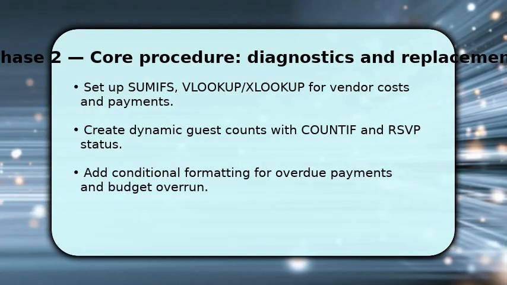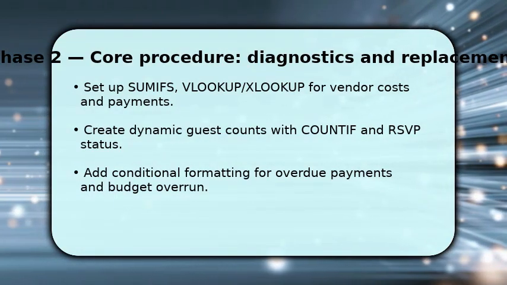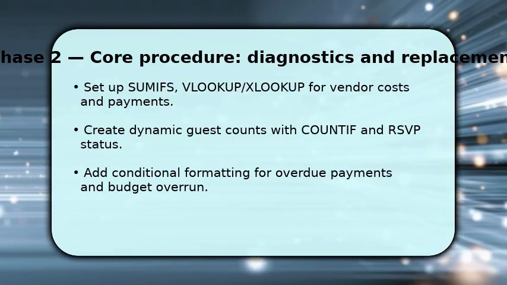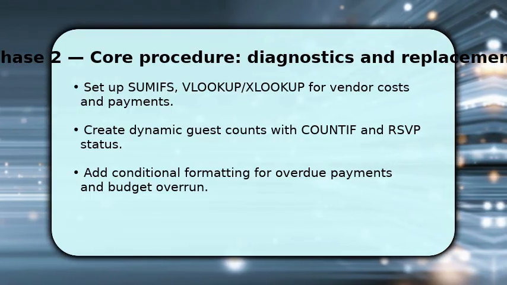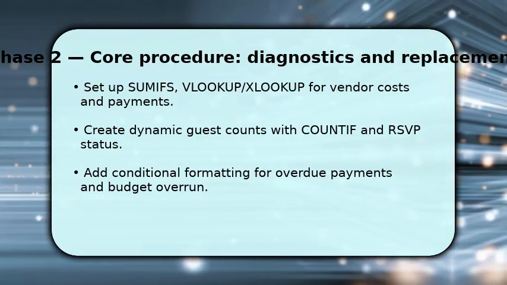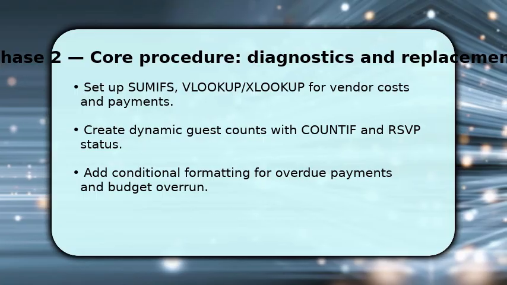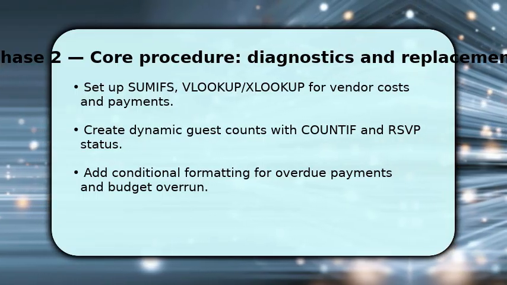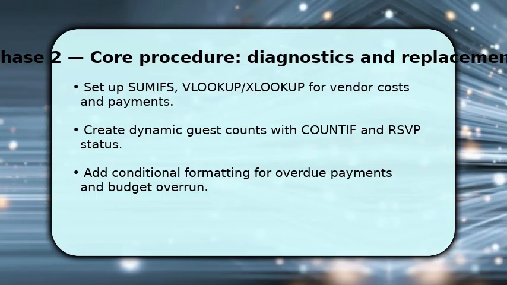Now you build the working logic. Link vendor payments to the budget sheet with XLOOKUP or VLOOKUP to pull quoted amounts, and use SUMIFs to total by category. Once that is in place, create a guest list column for RSVP status and calculate confirmed counts with COUNTIF. This feeds per person cost estimates.